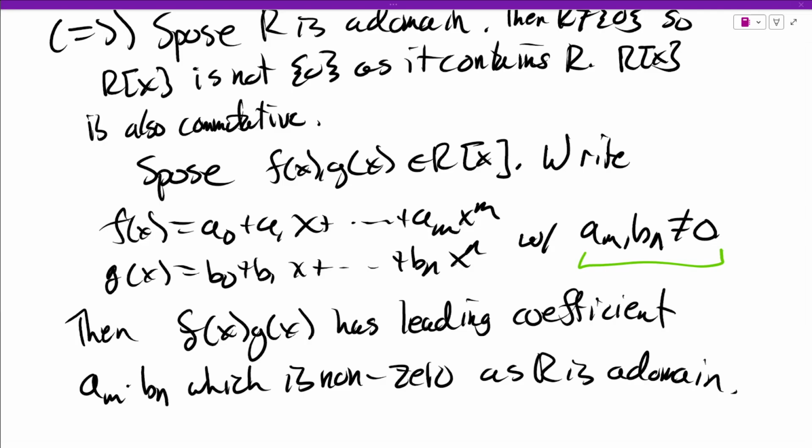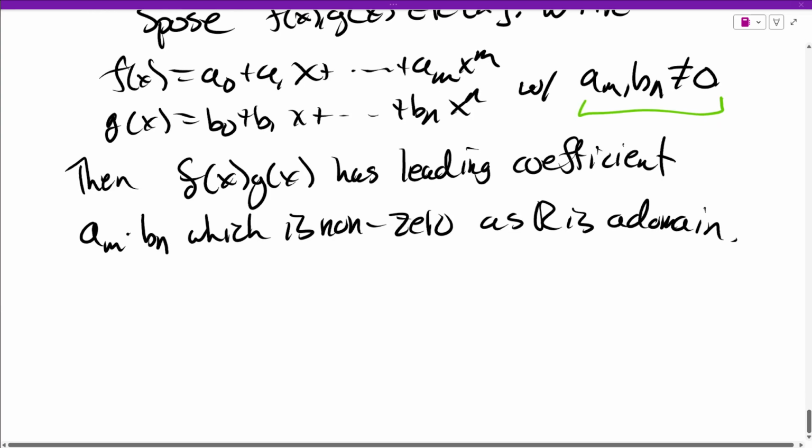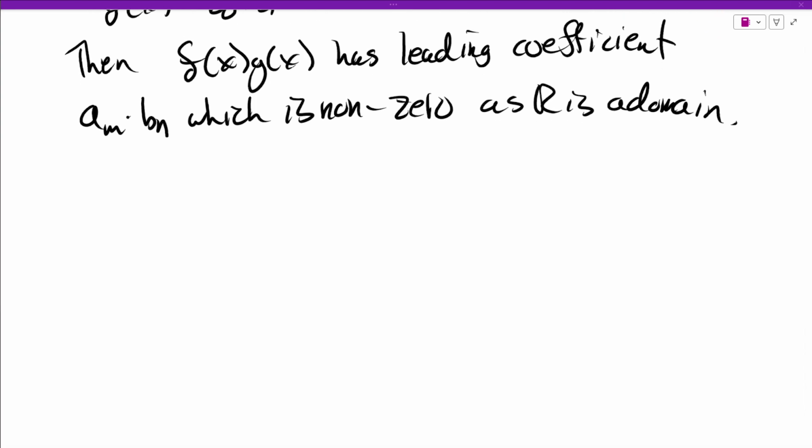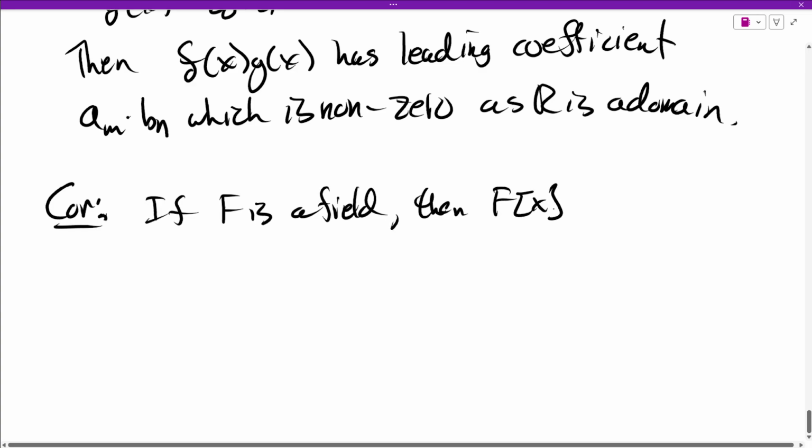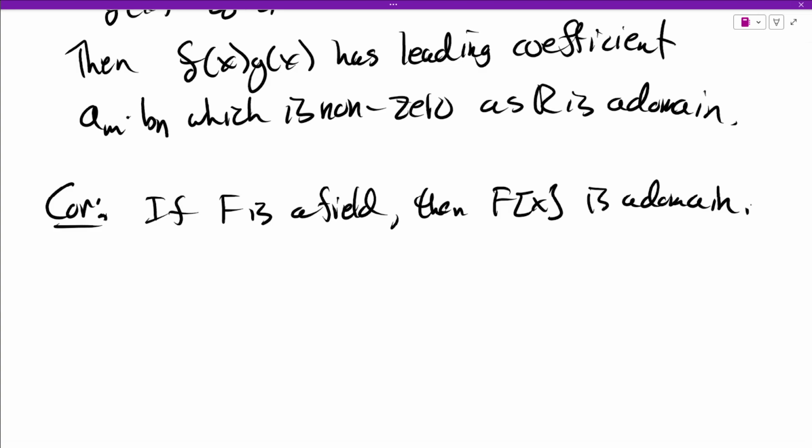Now, a corollary of this is worth writing down just to have it written down, although it's not really worth proving, but you can sit here and write down a quick proof of it if you want. It's if F is a field, then polynomials over F is a domain. Of course, the reason is all fields are domains, and we just proved that polynomials over a domain are in fact a domain.